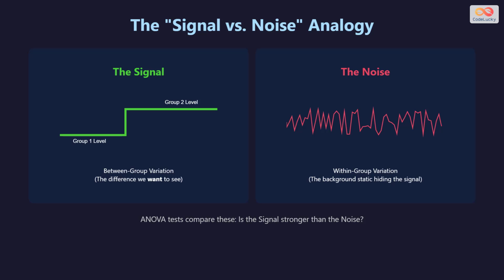A great analogy is signal versus noise. Think of the difference between groups as the signal, the clear pattern we are looking for. Then, think of within-group variation as the noise, the background static that makes the signal harder to hear. In statistics, we are often asking, is the signal strong enough to be heard over the noise?